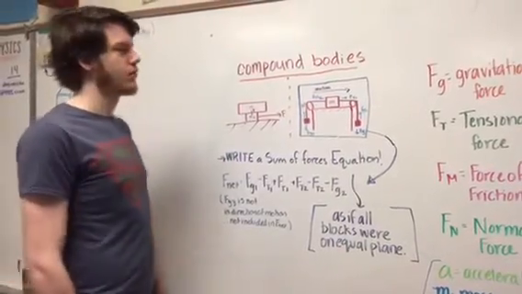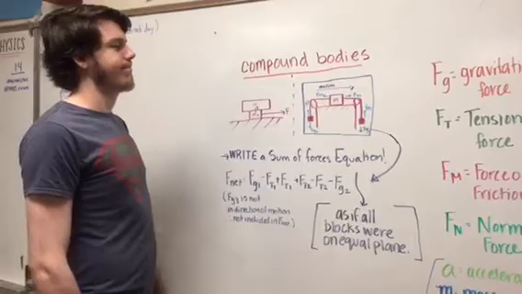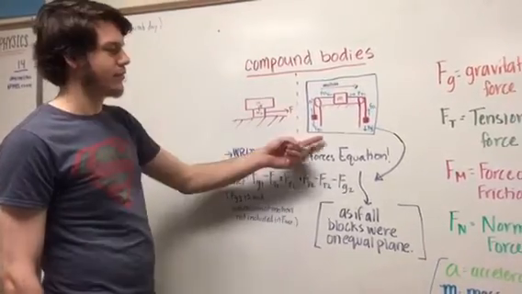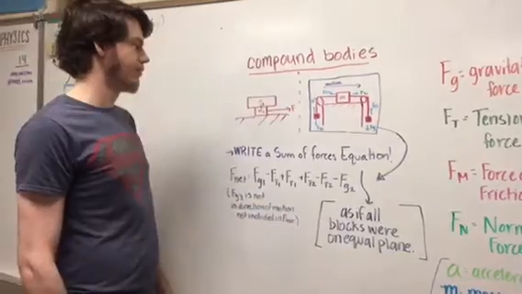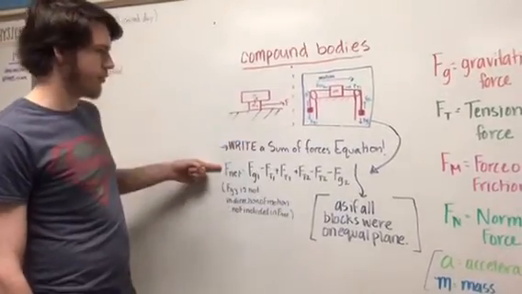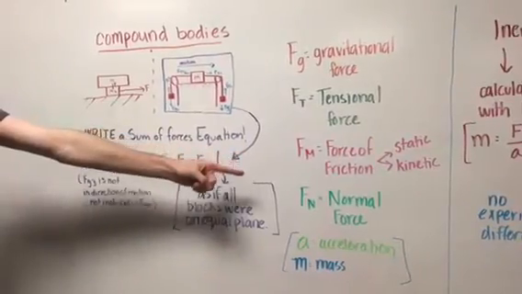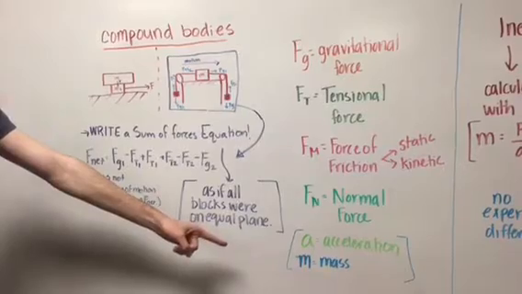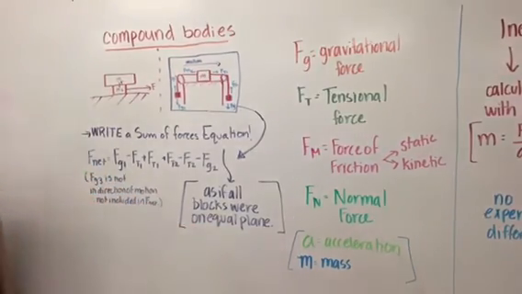When there are two or more objects acting on each other, they are considered compound bodies. Some of the examples we know best are a table with two blocks hanging off of it, or multiple blocks stacked on top of each other. In one of these systems, we can find total force, gravitational force, tensional force, frictional force, normal force, system acceleration, and lastly, the mass of each object.